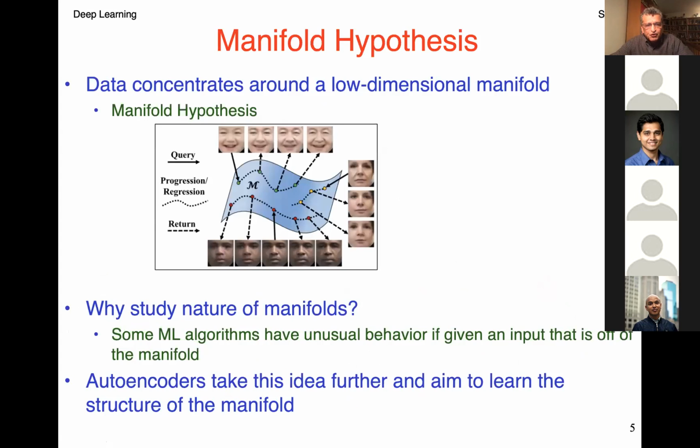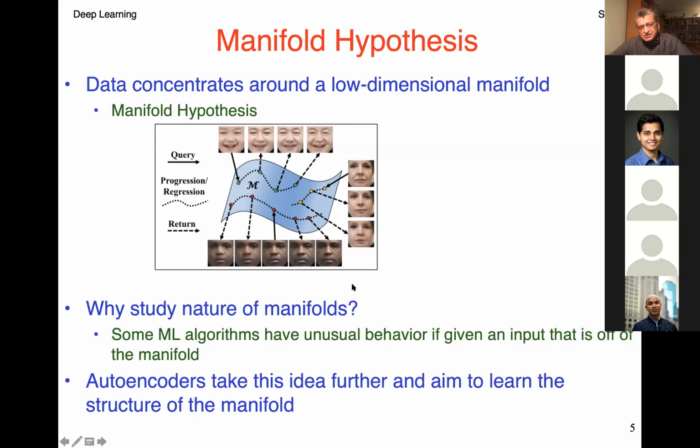The manifold hypothesis is that the data concentrates around a low dimensional manifold. This again shows the manifold hypothesis, where this person who's being shown as aging from left to right, all these points are on a manifold, which is in this case a one-dimensional curve on this two-dimensional surface, or this is a surface over here in a three-dimensional world, and so each person is on a different manifold or curve here.